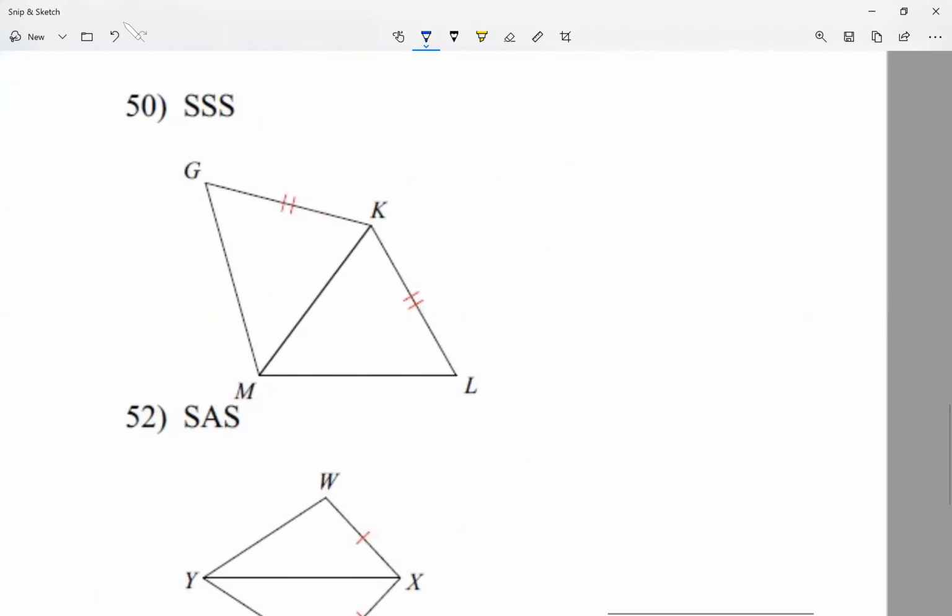All right, let's take a look at number 51. To begin with, I can legally mark the side KM because that side is used by both triangles. Let me highlight one of my triangles. I'm looking at this triangle.